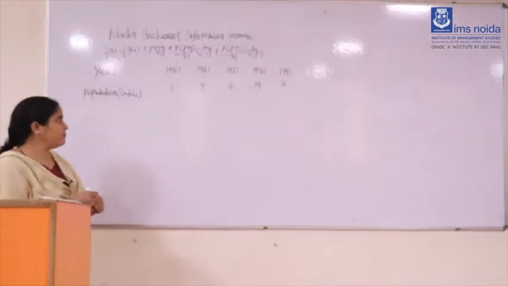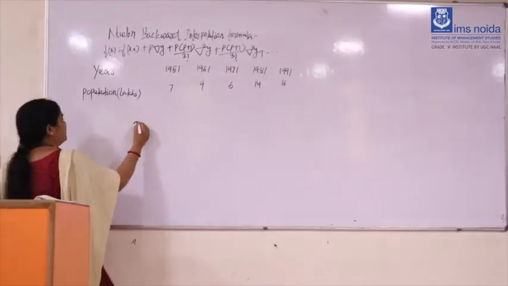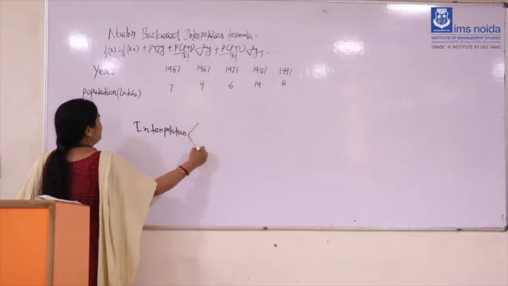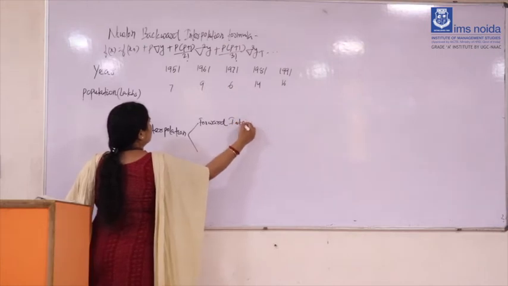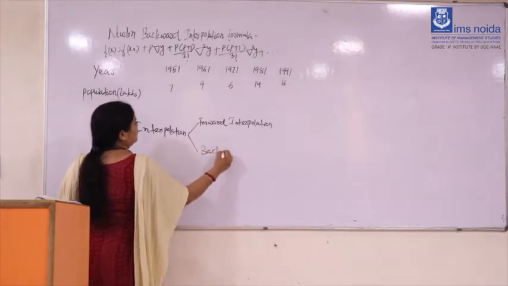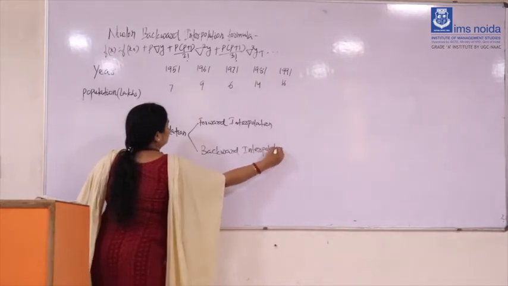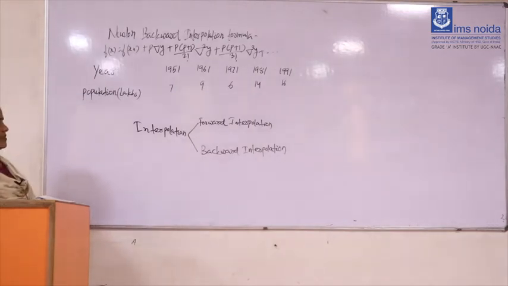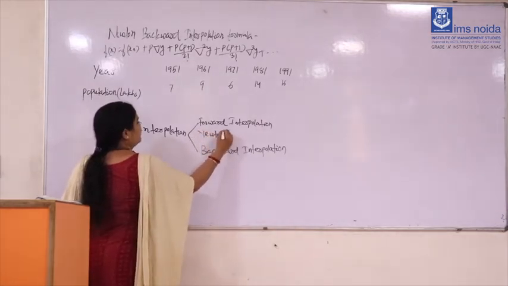Specifically, there are two types of interpolation, as I have already told you: forward interpolation and backward interpolation. So this is all about interpolation. We can call it Newton-Gregory forward interpolation formula.